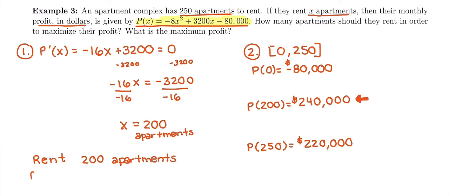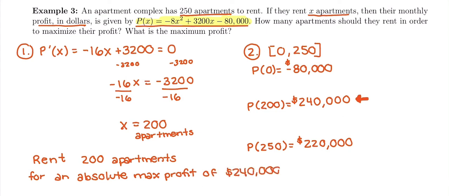for an absolute max profit of $240,000. Not a bad month. Absolute max, and you could even put monthly profit, since this looks like it's in months, of $240,000.